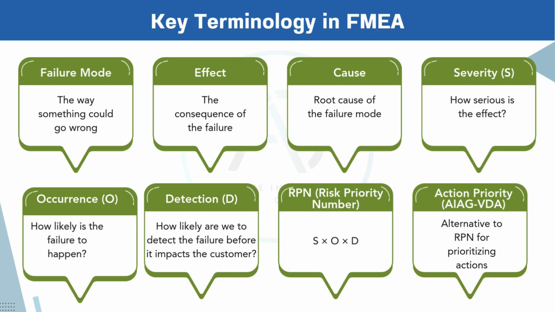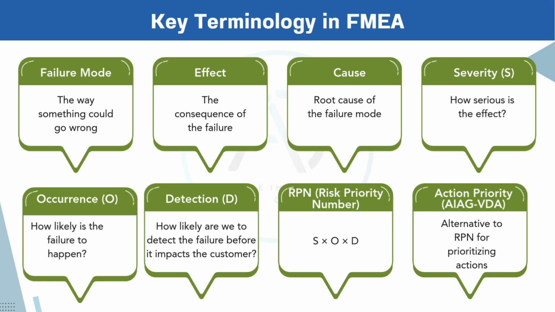6. Detection, D. This measures how likely we are to catch the failure before it impacts the customer. A low score means high detectability. We can easily catch it, and a high score means it's hard to detect.